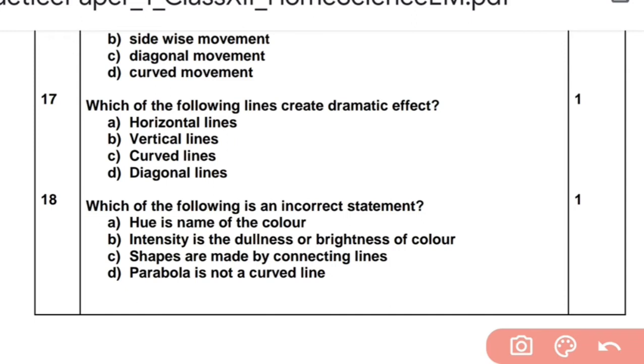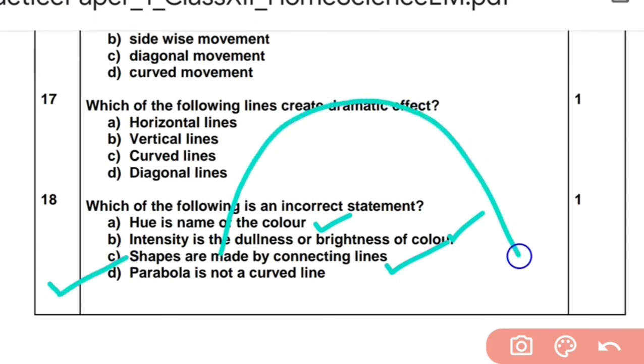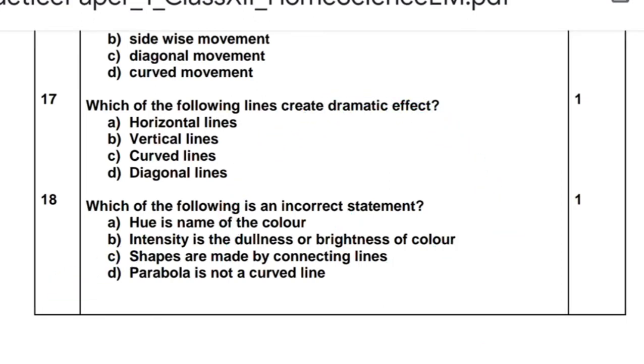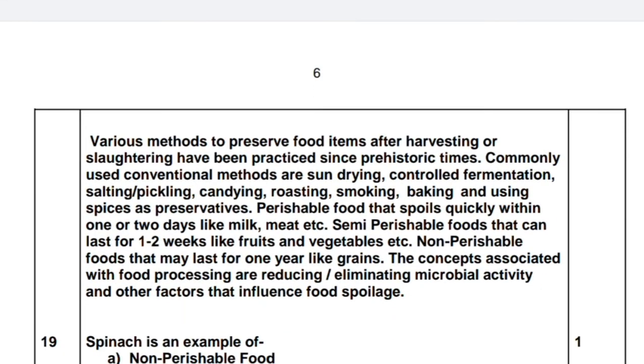Which of the following is an incorrect statement? Hue is the name of the color. It is. Intensity is the dullness or brightness of the color. It is. Shapes are made by connecting. This is also right. All of them seem right. Parabola is not a curved line. Yes, this is wrong. This is a parabola and this is a curved line. So parabola is a curved line. We have finished off with the 18th question.